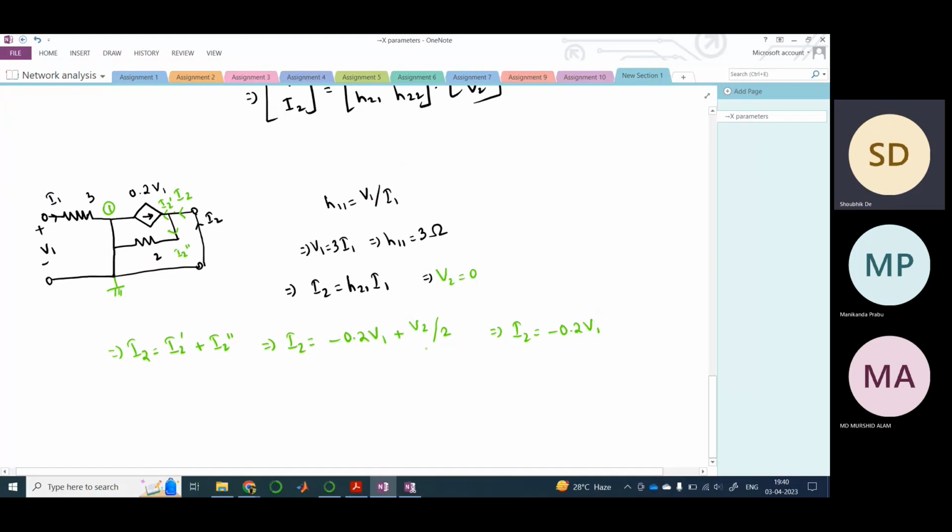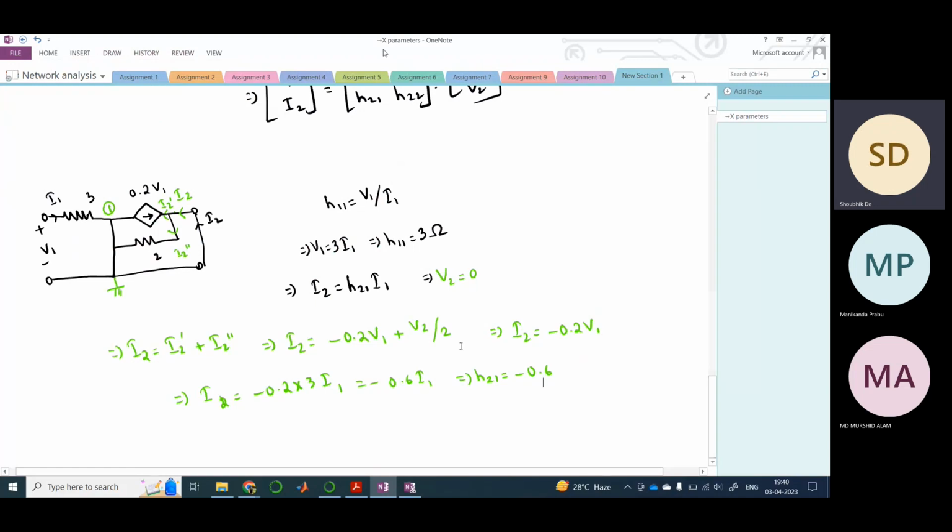Yes, I think so. Okay. So I2 is minus 2 V1. Now we know the relation between V1 and I1, so we can just replace this here. So I2 would be what? It would be minus 2 into 0.3 I1. Right? So it is minus 0.6 I1. So therefore your H21 would be minus 0.6.